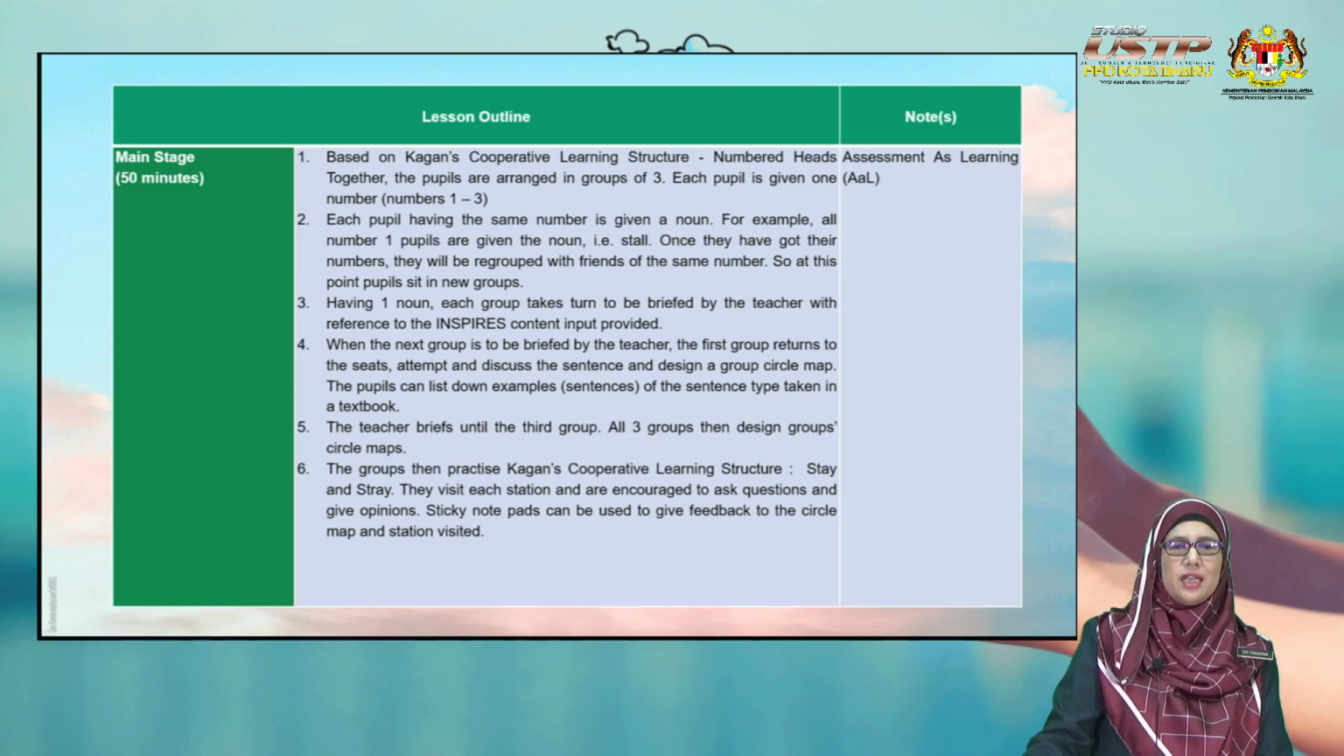Number 5. The teacher briefs until the third group. All 3 groups then design group circle maps. And number 6. The groups then practice Kagan's cooperative learning structure, stay and stray. They visit each station and are encouraged to ask questions and give opinions. Sticky notepads can be used to give feedback to the circle map and station visited.